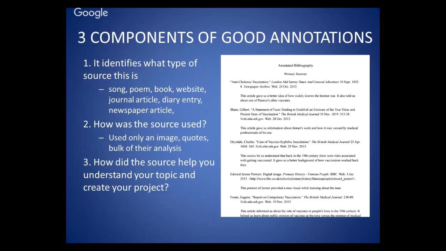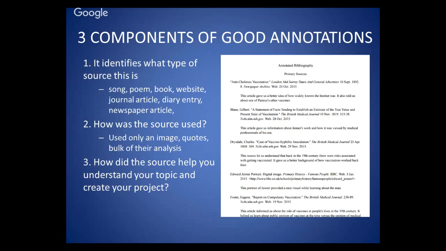Now, we've talked a lot of different parts of annotation and annotated bibliography, but what makes a good annotation? What we want to see are three components. First, does it identify what kind of source it is? In MLA format, it usually says, but we just want to know, is it a song? Is it a poem? Is it a book?